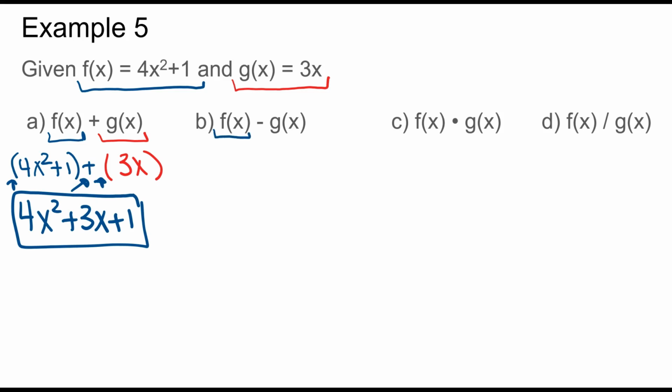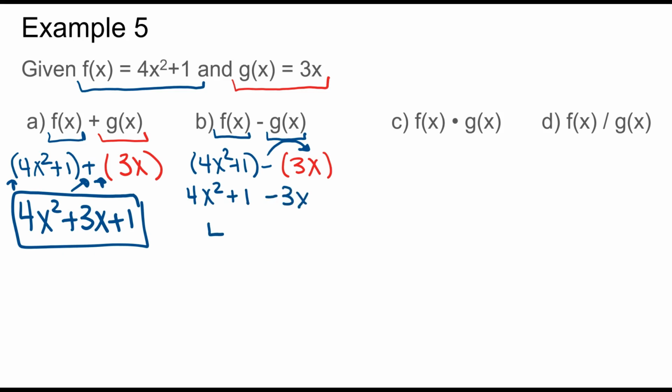Let's take a look at the next one. We've got f of x minus g of x. So we've got 4x squared plus 1 minus 3x. Now, in this case, we have a subtraction symbol, so we have to distribute it to everything in that second parentheses. There's just one term. So we've got 4x squared plus 1 minus 3x, and then we can place it into standard form.